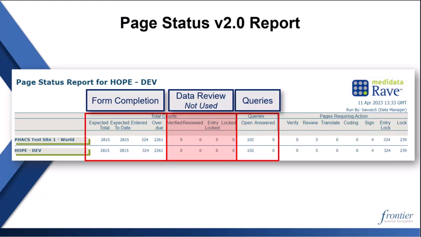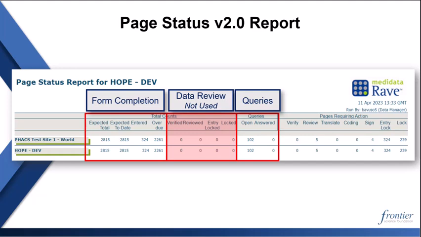In the next section of the table, we see information about queries. Open queries gives the number of pages with one or more open queries, and answered queries tells us the number of CRFs with queries that have been answered but have not yet been closed. Note that closed queries are not counted in this report.